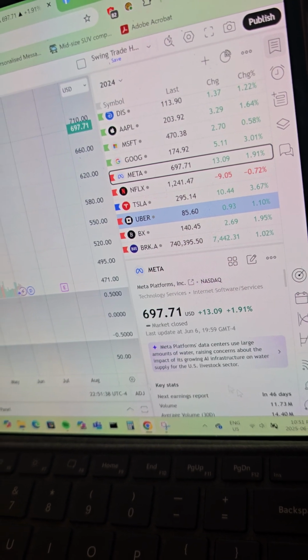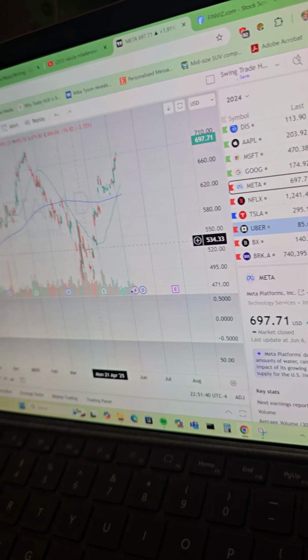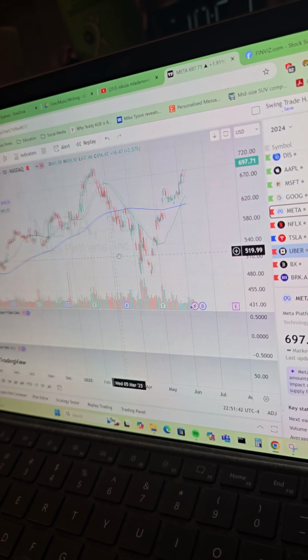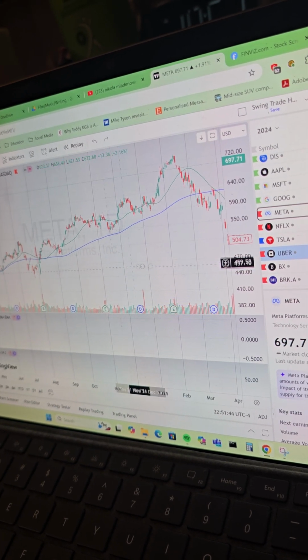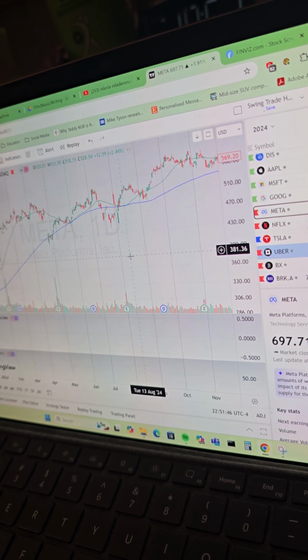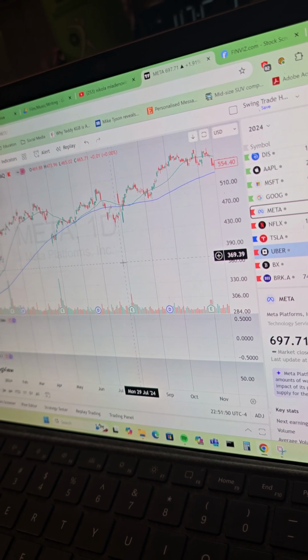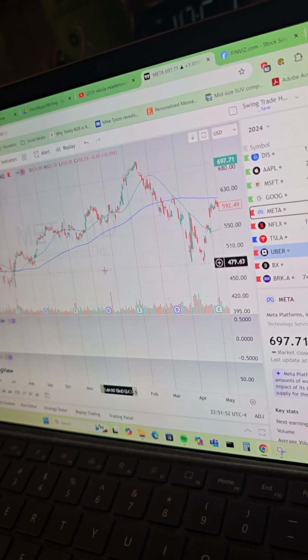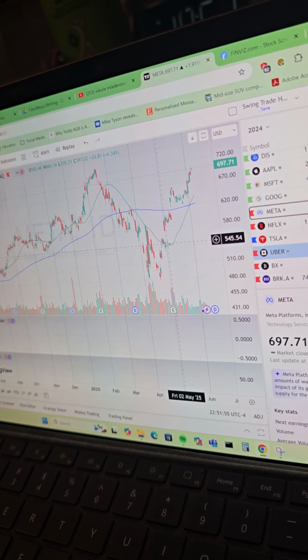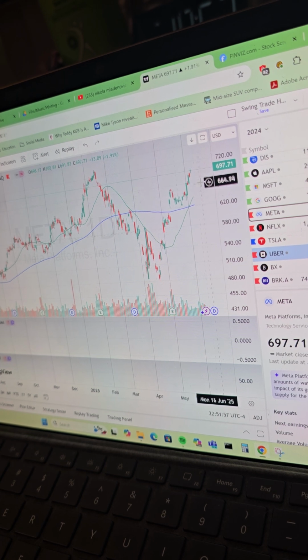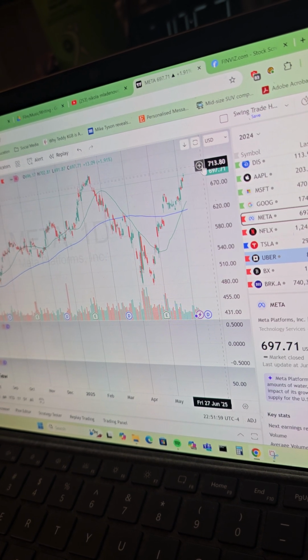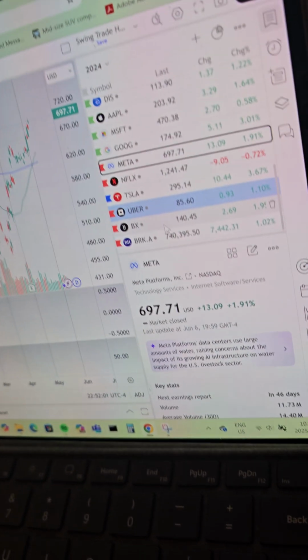It's a market cap of $1.75 trillion. What's the chart look like for Meta? Aha. Pretty rock solid for Meta. Had a little bit of a crapper, so make sure we get out of this before we buy it.